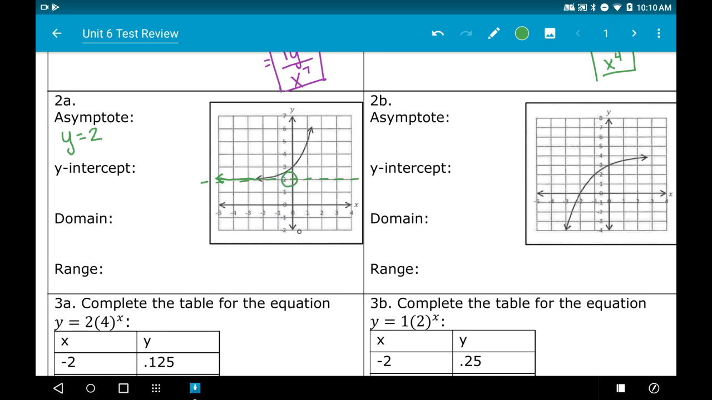And make sure when you're talking about asymptotes, you should have it written like this, y equals 2. If you just write 2, that is technically wrong because it's not an equation.